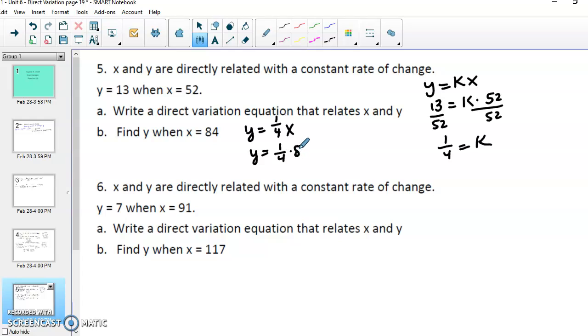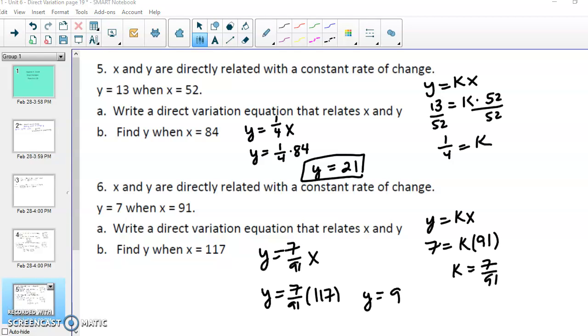Part B: find y when x is 84. Just plug in that missing value. And our answer is 21. Go ahead and try number 6 on your own. I'm going to pause the video here. So maybe I should have done this one with you guys, but that's okay. You can check it now.